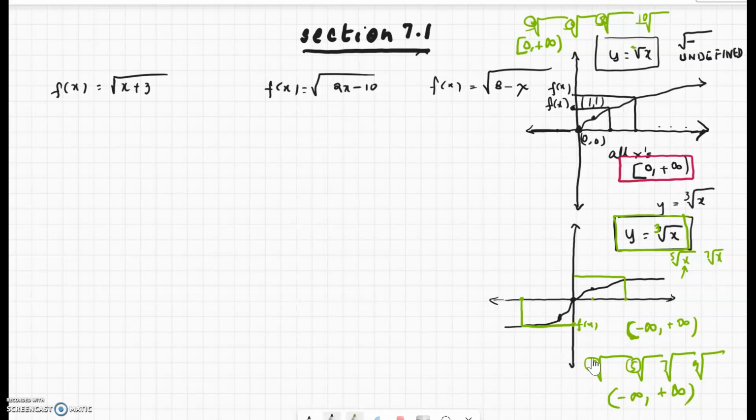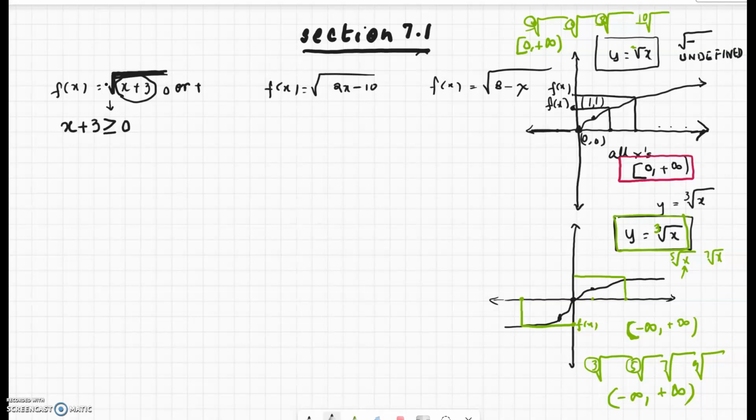Now let's look at some specific functions. This is the square root function. So it does have a restriction. A square root of a negative number is undefined. So the inside cannot be negative. It has to be greater than or equal to 0. Notice the symbol. It's an inequality. It has to be greater than or equal to 0, which means it has to be 0 or greater, or a positive number. The inside.